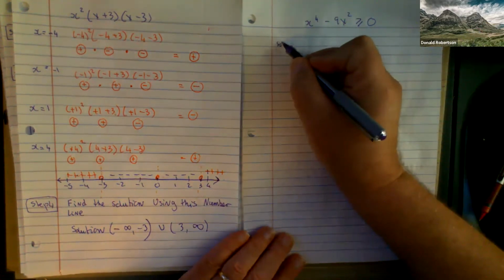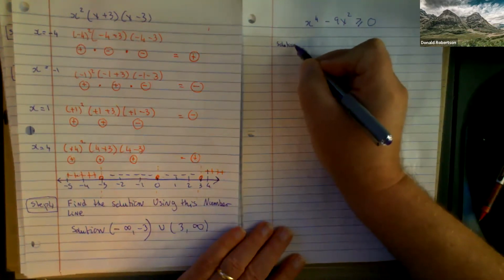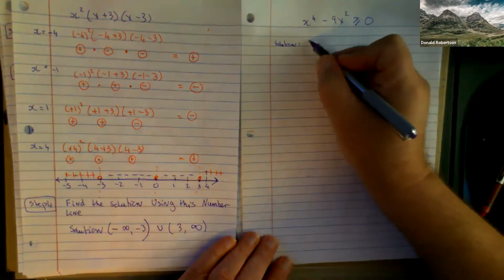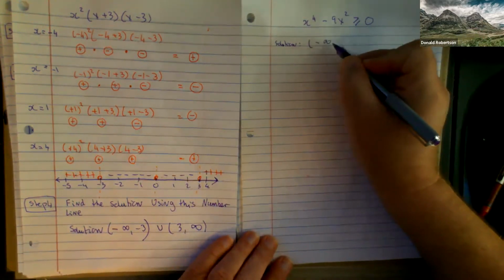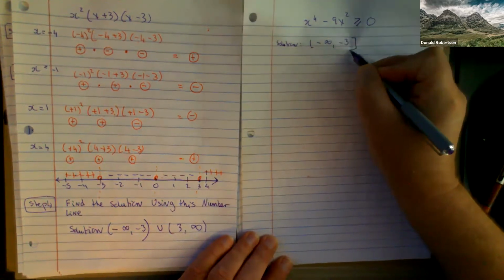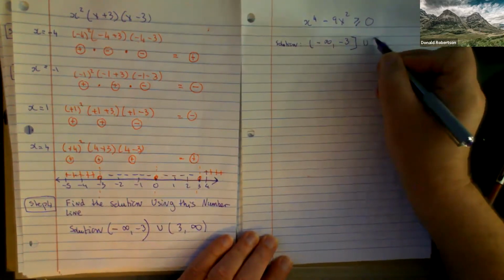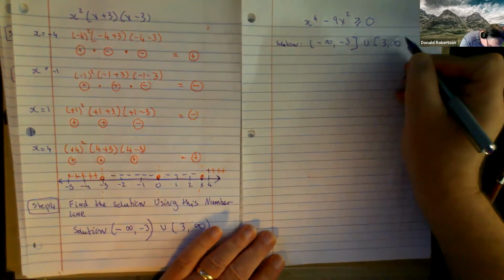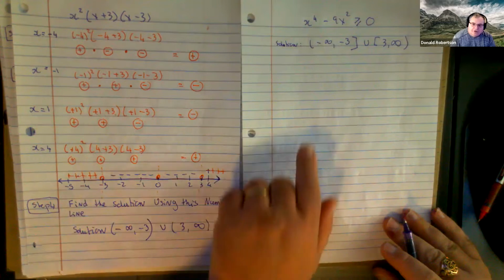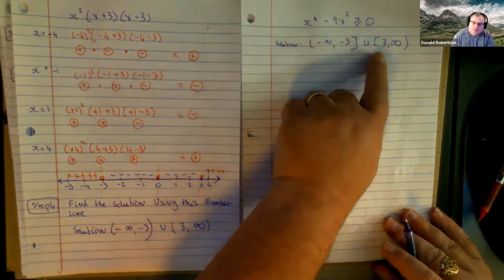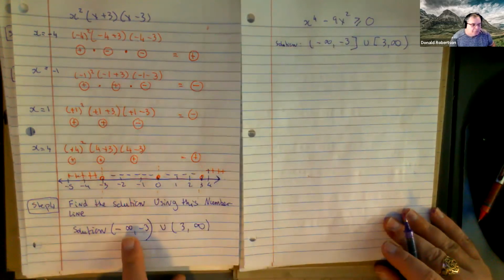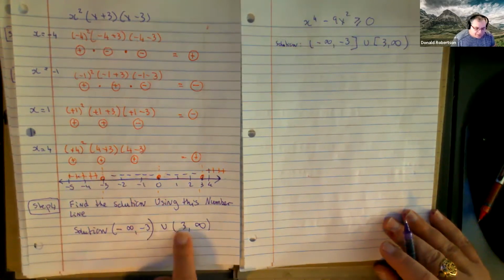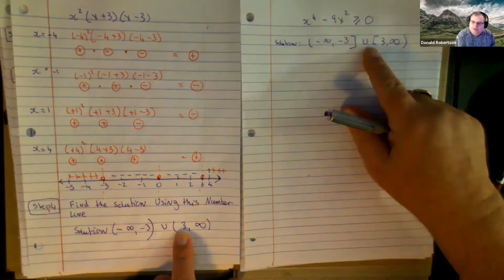The solution, if you went through the entire process, but I don't really need to because this number line has it, would be anything less than -3, but now you can use it, union anything from 3 onwards, and you can use it. So do you see the difference that a greater than or equal to makes to the solution compared to just being a greater than, right?